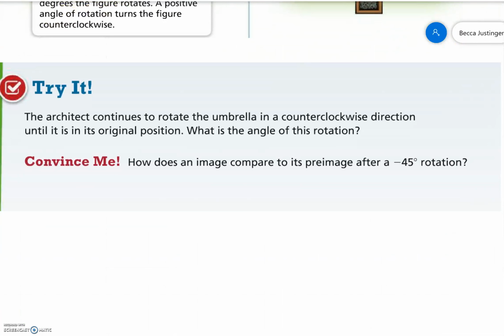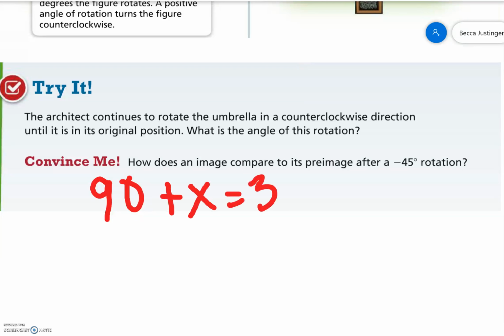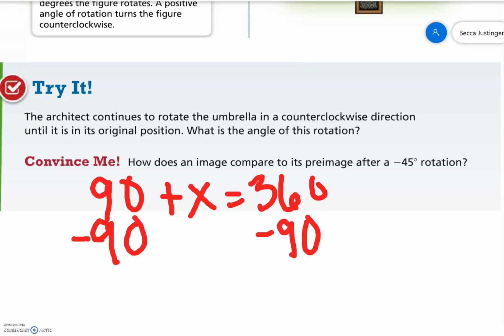Let's try it. The architect continues to rotate the umbrella in a counterclockwise direction until it gets in its original rotation. What is its angle of rotation? Well, if it already rotated at 90 degrees, so we've already done 90, I want to know 90 plus what equals 360, because we know 360 would get us back to the starting spot. So you could subtract 90 from both sides, and that would be an angle of rotation of 270 degrees.